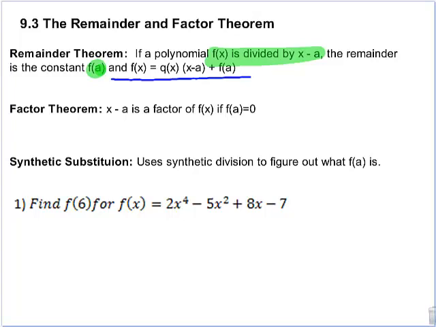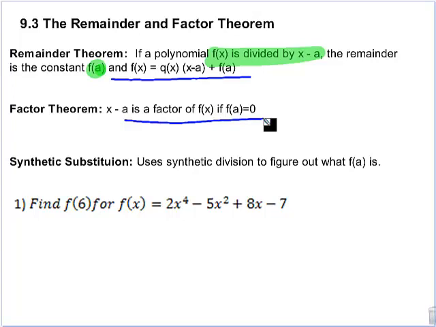And then the factor theorem says that x minus a is a factor if f of a is 0. So if there is not a remainder when you divide things out, it's a factor. So like 20 divided by 5 is 4. There is no remainder, so 5 is a factor of 20. We're just dealing with polynomials now instead of just numbers.